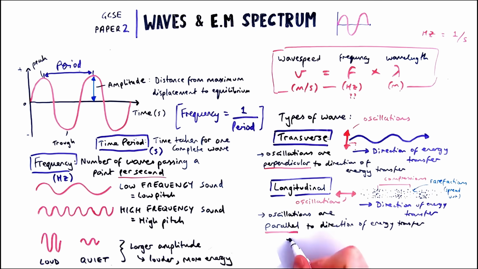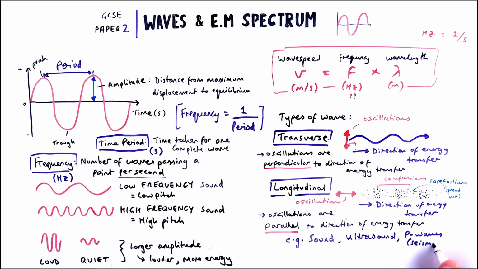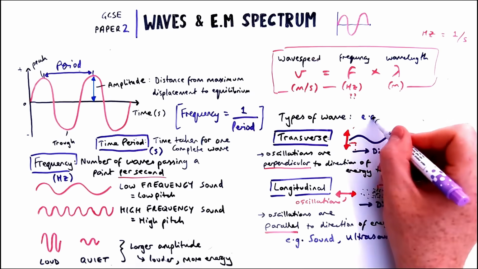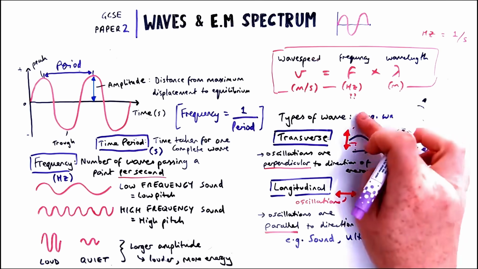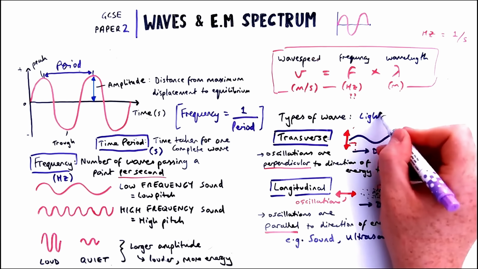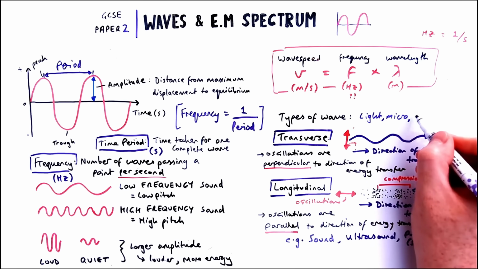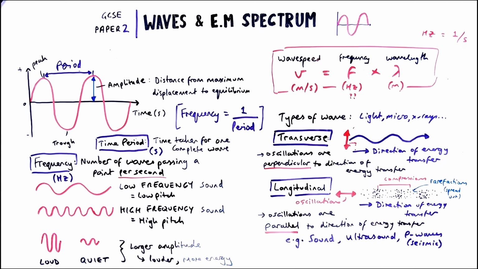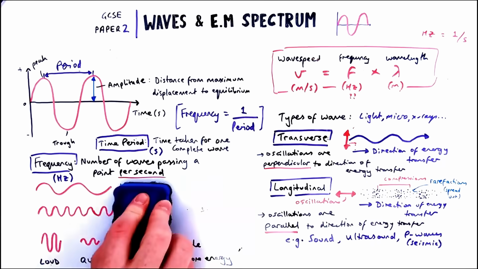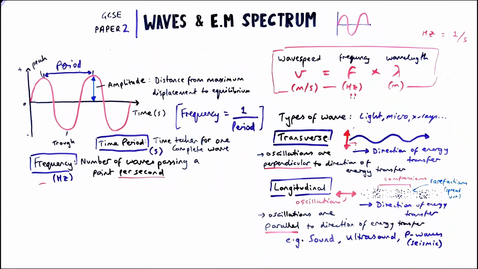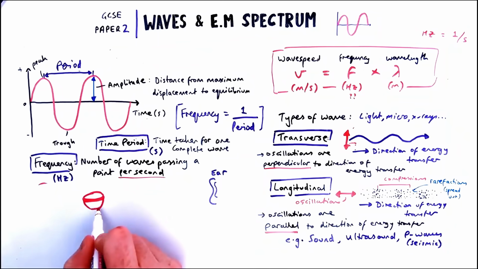So in terms of examples of each, there are way more examples of transverse waves than longitudinal. For longitudinal, you're basically limiting yourself to sound waves, ultrasound waves, and P waves, which are a type of seismic wave, which we'll come on to later. Transverse waves are basically every part of the electromagnetic spectrum, so light, microwaves, X-rays, gamma rays, the lot. Those are the main ones to remember there, plus ripples in water.